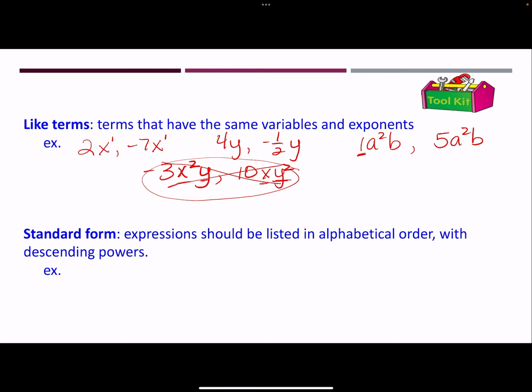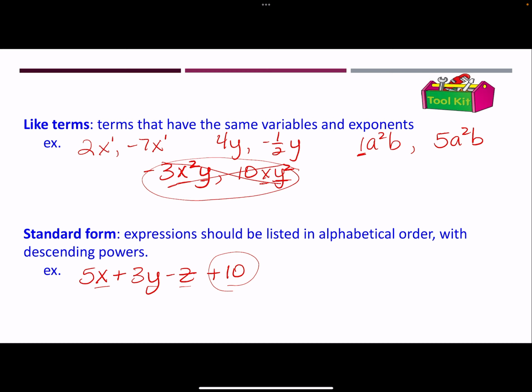All right, next definition. Standard form. Expressions should be listed in alphabetical order with descending powers. Here's what I mean. When I have a bunch of terms, let's say I have 5x plus 3y minus z plus 10. These should be listed in alphabetical order. Notice x, y, z. And then this term, this 10, it doesn't have a variable. That's what we call a constant, and the constants always come last.